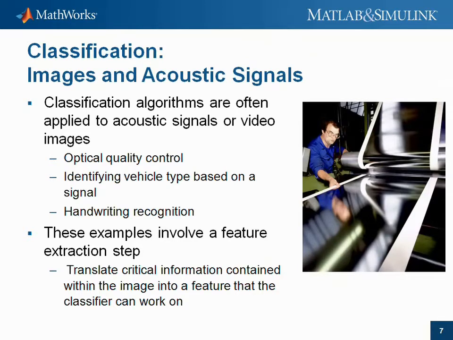Optical quality control systems apply classification algorithms to pictures of finished goods. Handwriting recognition systems use classification algorithms to read print. I have an application on my cell phone that can listen to a bird song and tell me what type of bird is singing based on an acoustic signal. Now please note, here I'm describing classification as a post-processing step. All of these examples start with a feature extraction phase in which critical information from a signal is transformed into a format, a matrix, that the classification algorithm can operate on.